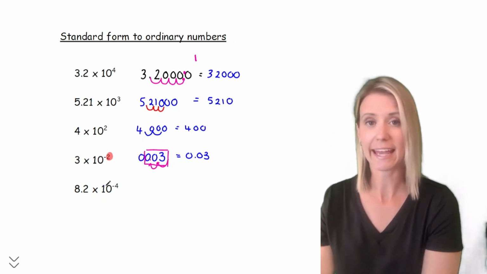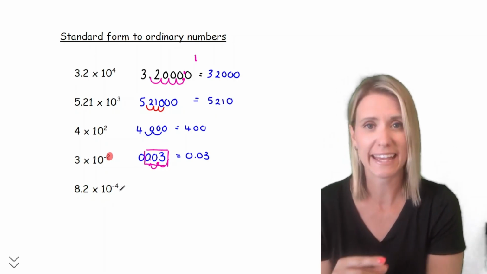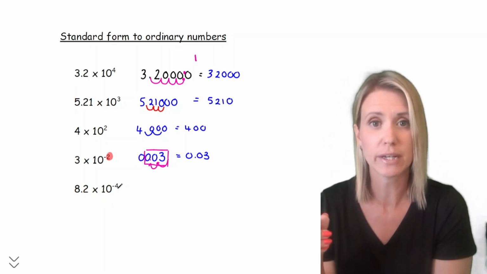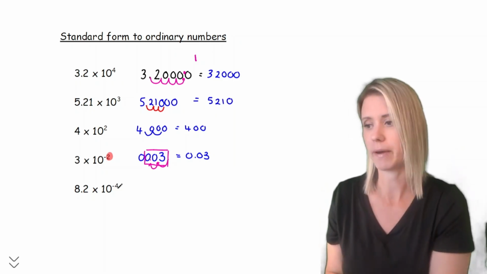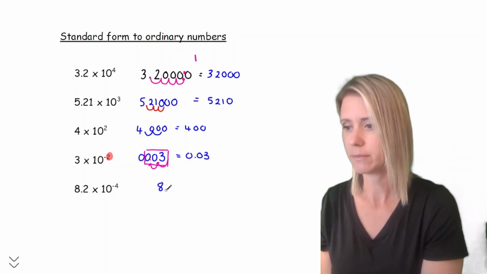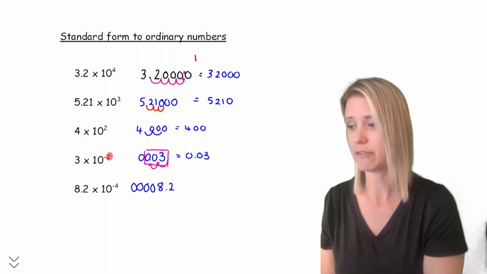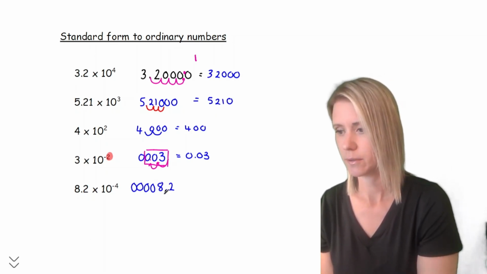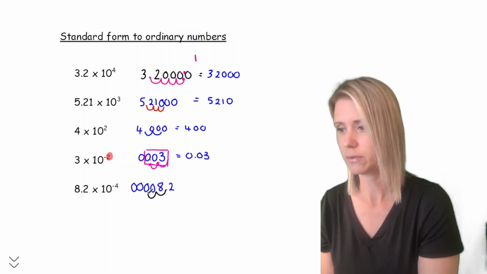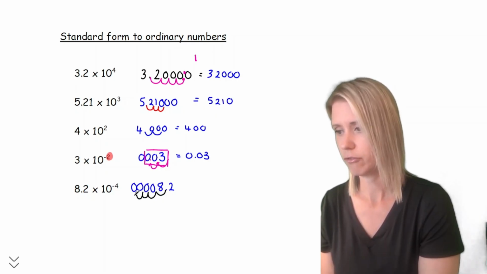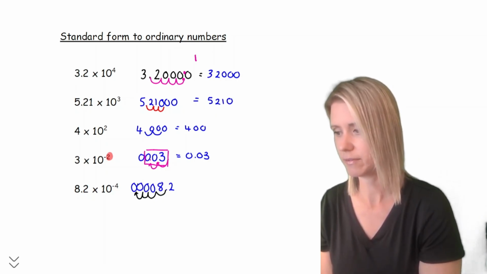Let's try that again. 8.2 multiplied by 10 to the negative 4. The number's getting smaller. We want our zeros before the number. 8.2. The number's going to be getting smaller. We're dividing it by 10 4 times. 1, 2, 3, 4. Your decimal point is now there.